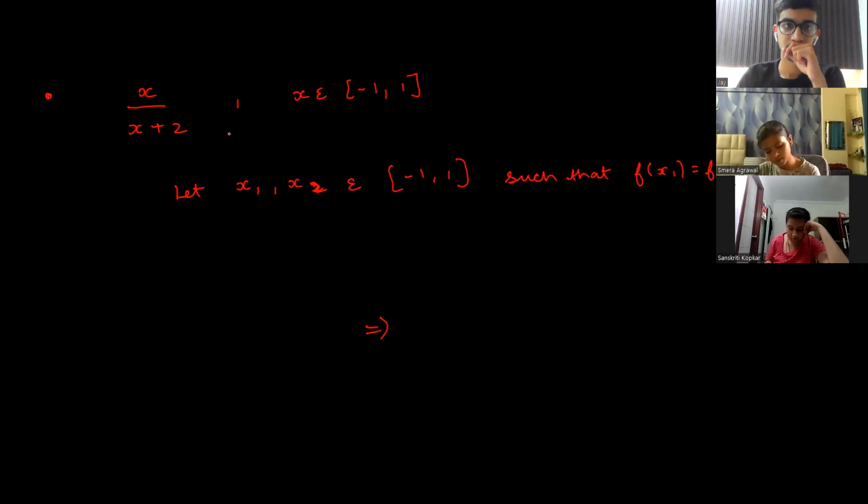Yeah, x1 is equal to x2. So is it 1-1 or not? It's 1-1. Okay, so at the end, when you get x1 is equal to x2, what you can say is therefore f is a 1-1 function.